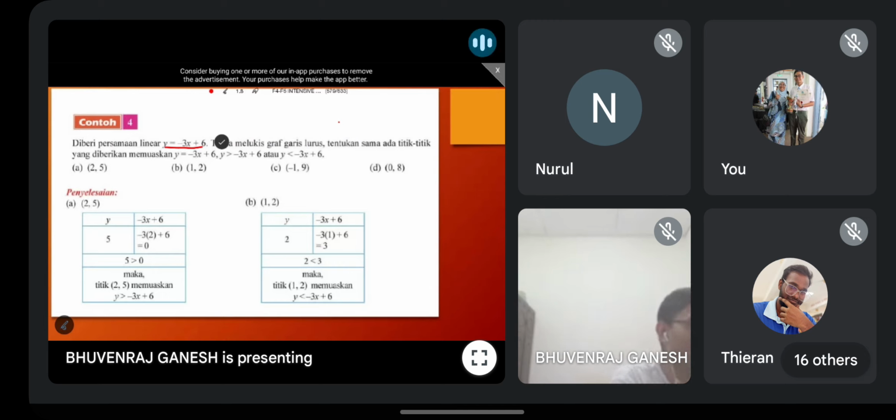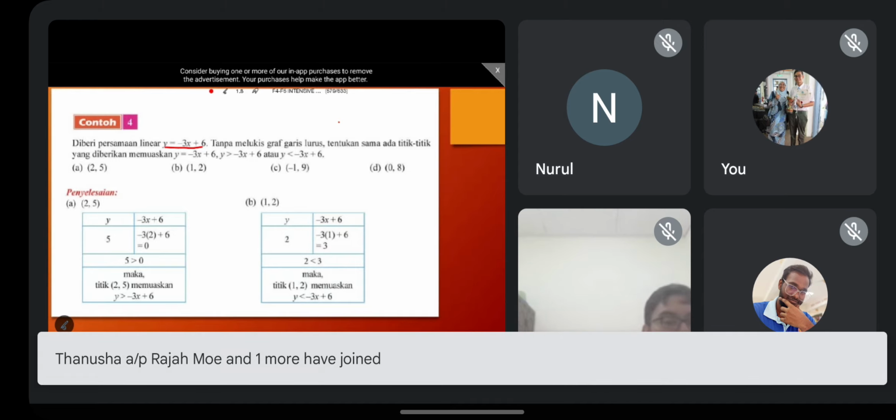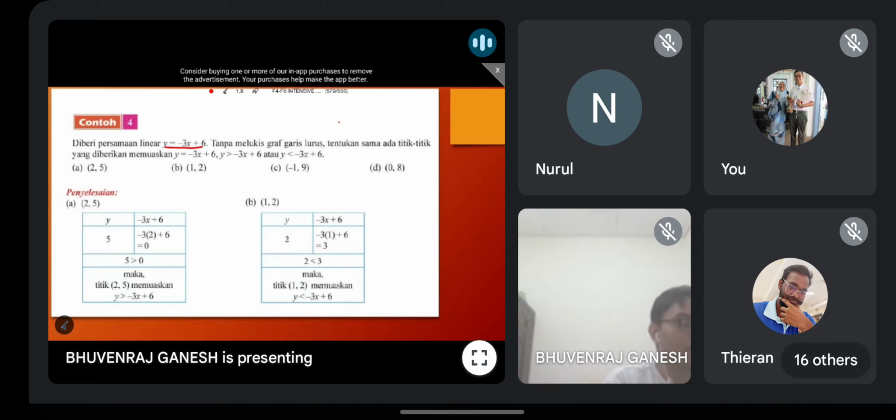Okay, so next one, same exercise also. This one, you just have to check and see which one satisfies and which one doesn't satisfy. So you just have to substitute the points only. You just directly substitute inside this equation, then compare. Kamu gantikan x dan y terus only.